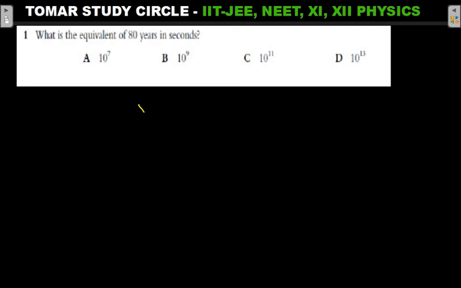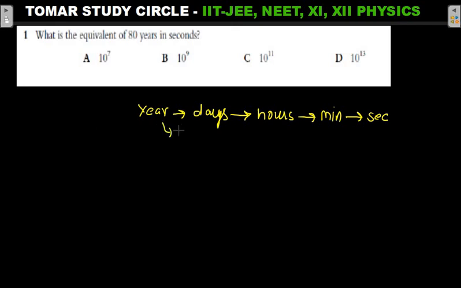First, we convert years into days. Then we convert days into hours. After that, we convert hours into minutes. And finally, we convert minutes into seconds. To convert years into days, we multiply by 365. And to convert days into hours, we multiply the number of days by 24 hours.